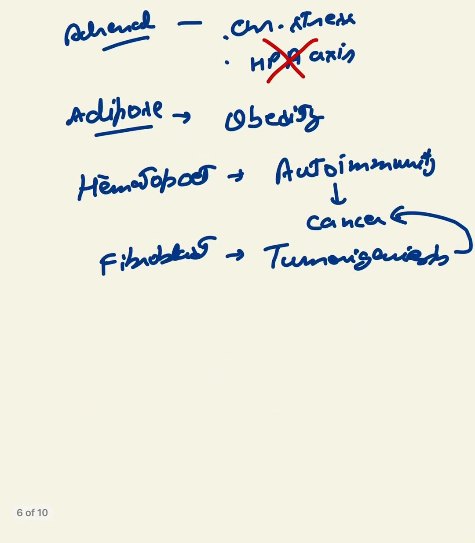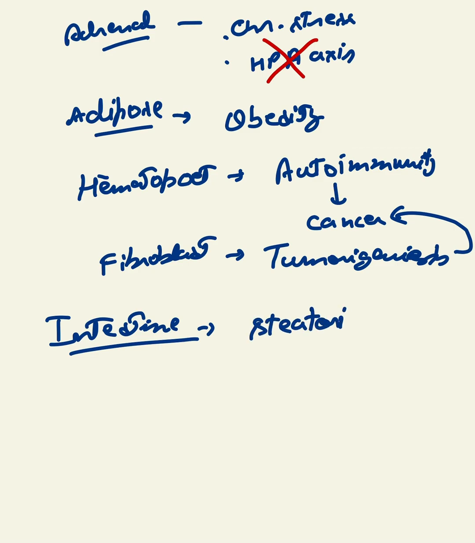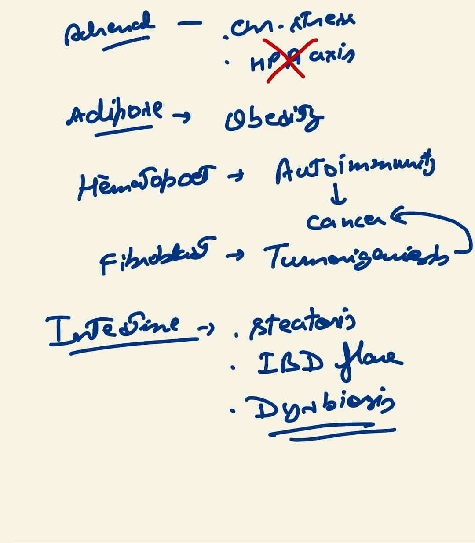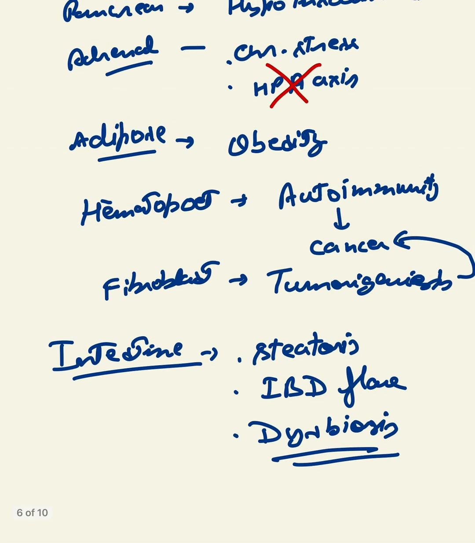And last but not the least, what happens in the intestine? The gut microbiome gets disrupted. The patient can have steatosis, fats in the stool, and IBD, inflammatory bowel disease, can flare up in these kinds of patients. And most important is dysbiosis. The gut microbiota gets disrupted.